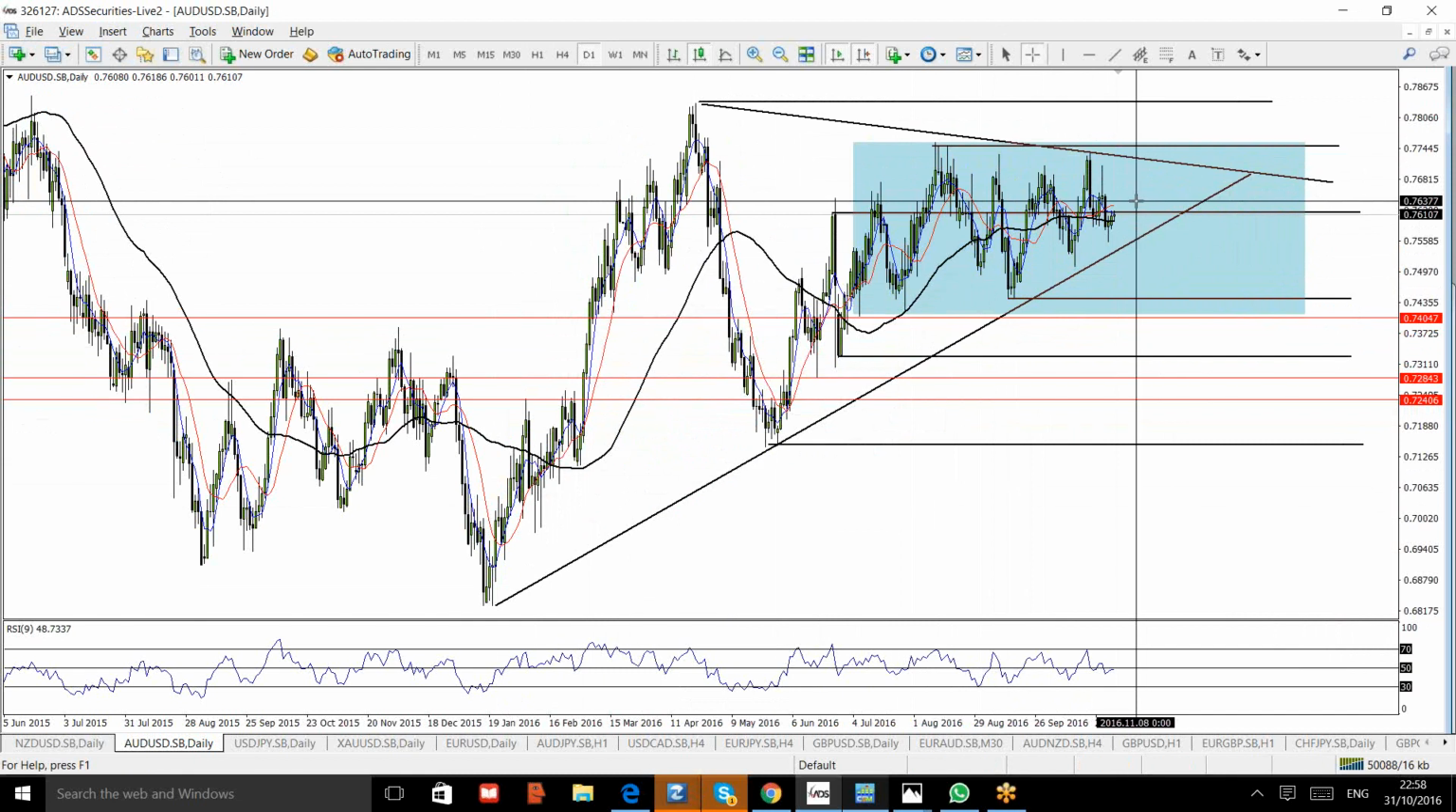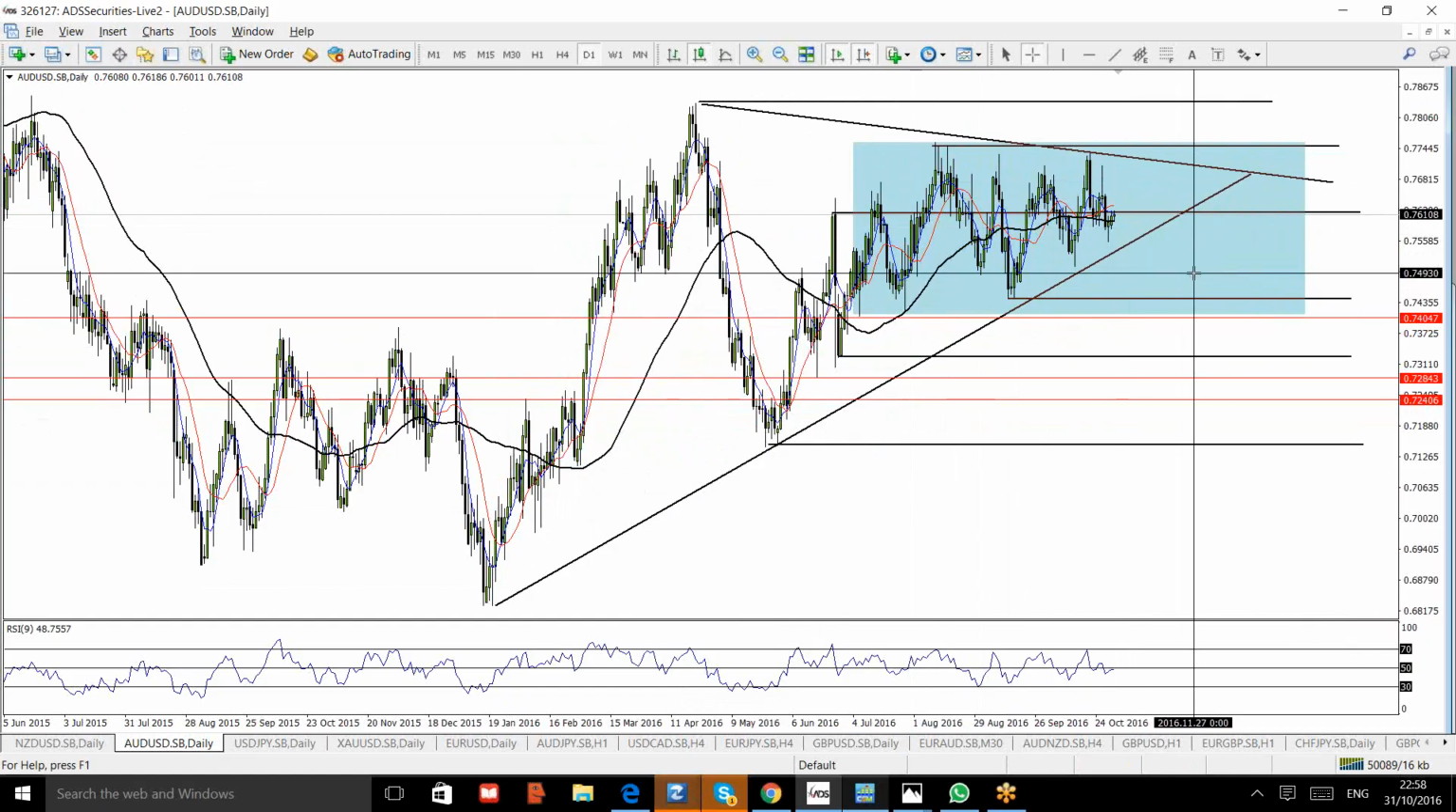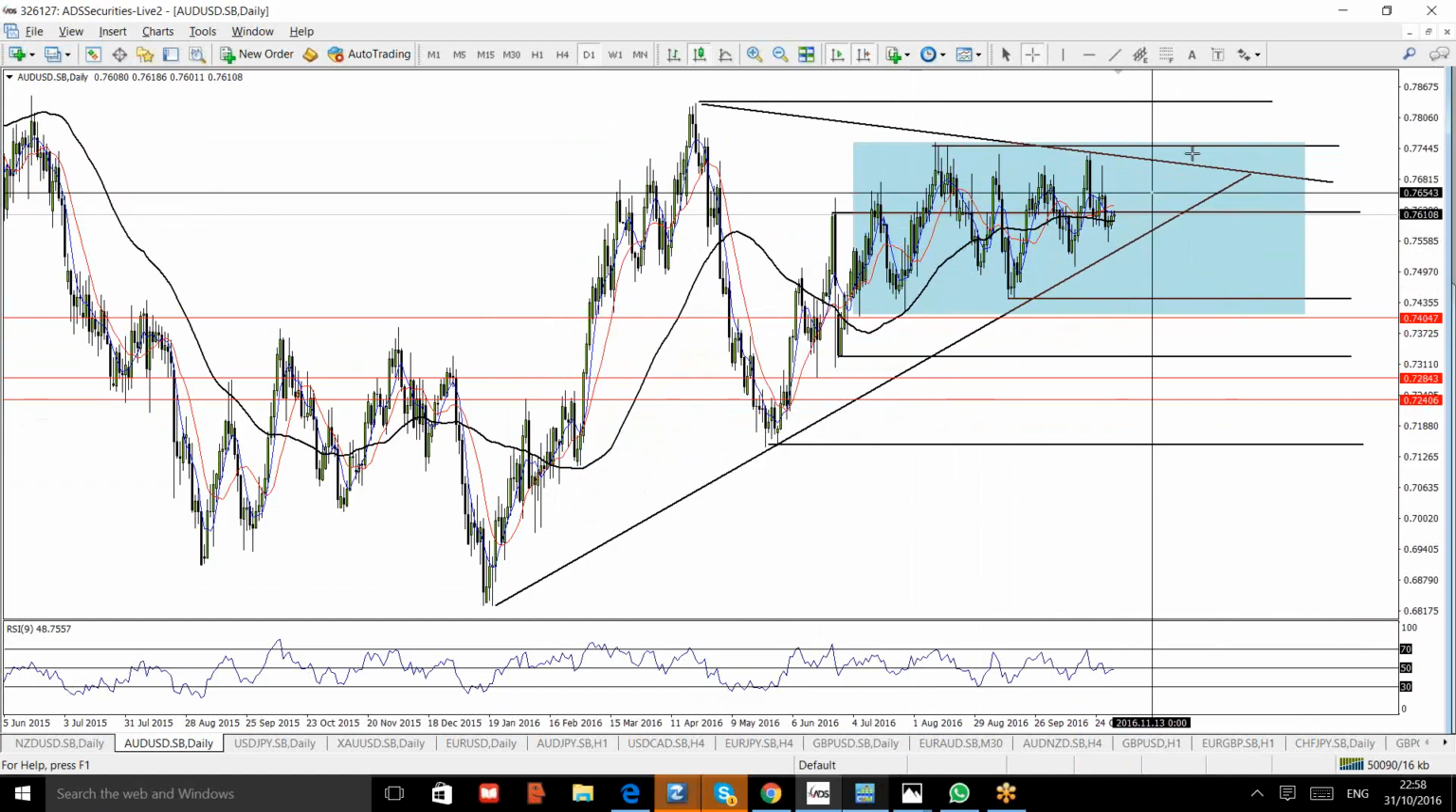Understand, guys? In elections, yes. So this is going to happen. Break out either side, and that's what we need.